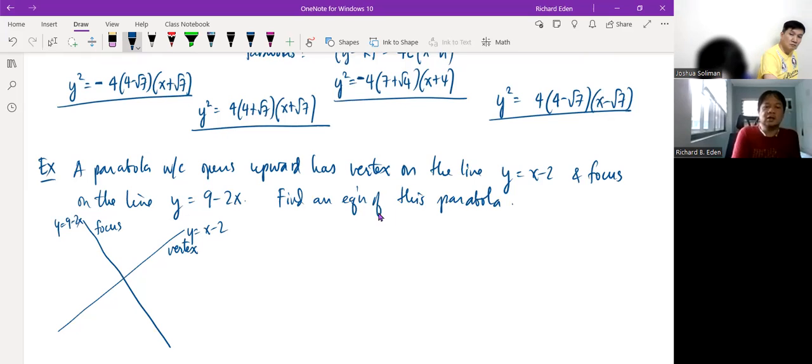All right. And fortunately, the problem tells us that the parabola opens upward, which means the focus is higher than the vertex. The parabola opens upward, so the focus is here, the vertex is here. So therefore, we anticipate that the vertex is going to be somewhere here, and the focus is going to be somewhere there.